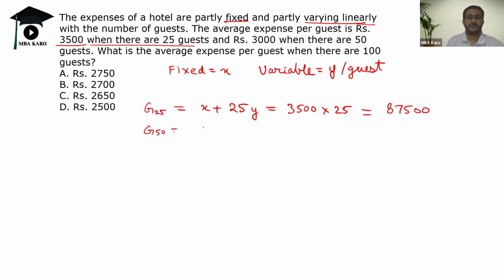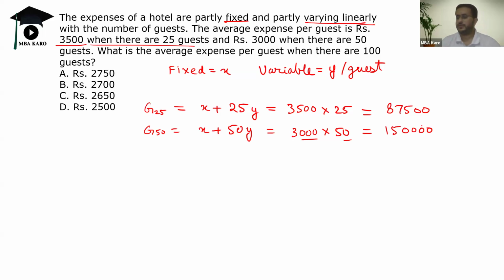Now when there are 50 guests, we have the total as X plus 50Y. And that is equal to 3,000 into 50. So 3,000 into 50 is 15 followed by 4 zeros. 1, 2, 3. So that is the total expenditure then, right? Now we know the total expenditure. Now we will have to solve for X and Y. But before we solve for X and Y, think about what we need to calculate. We need to calculate average expense when there are 100 guests. So basically we have to find X plus 100Y.